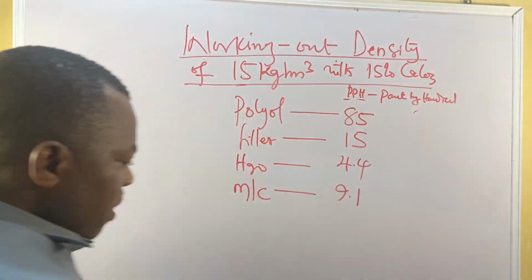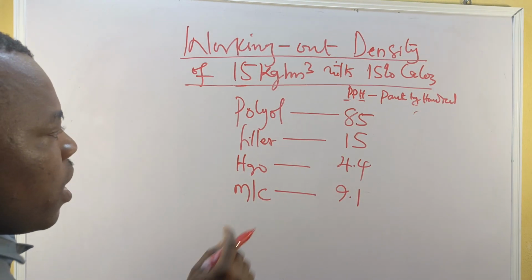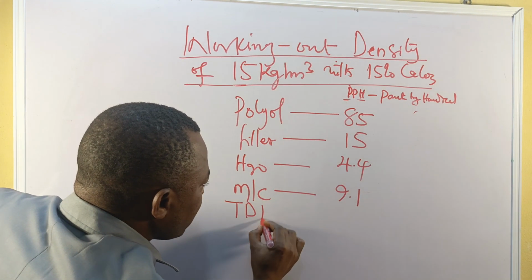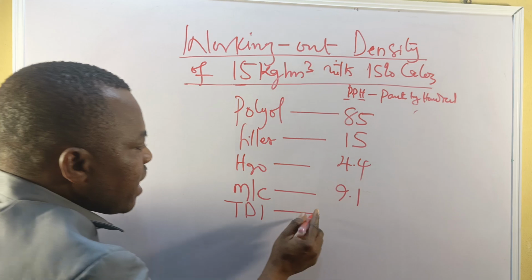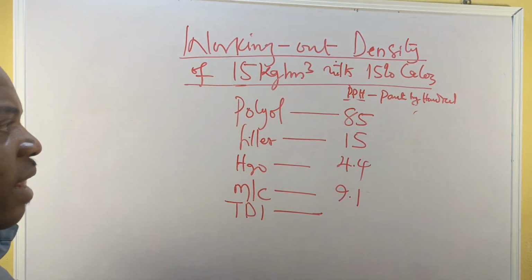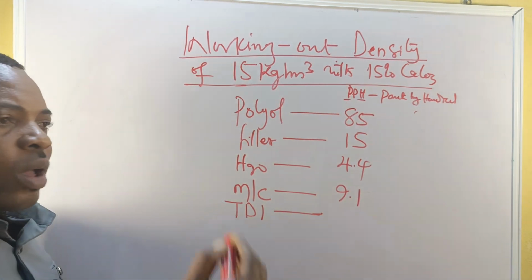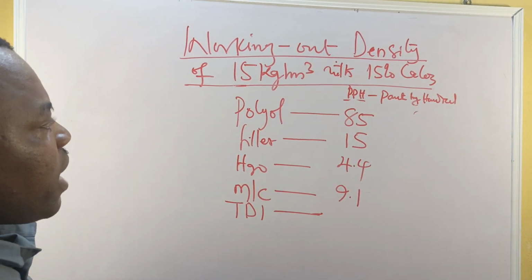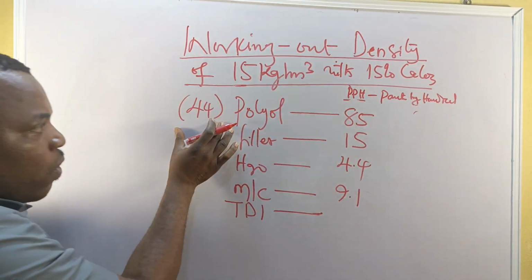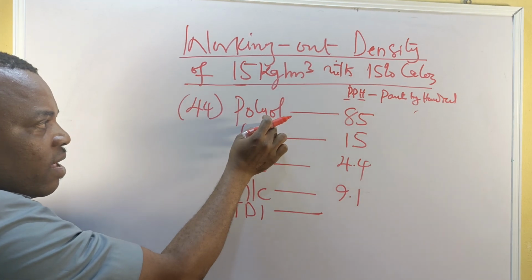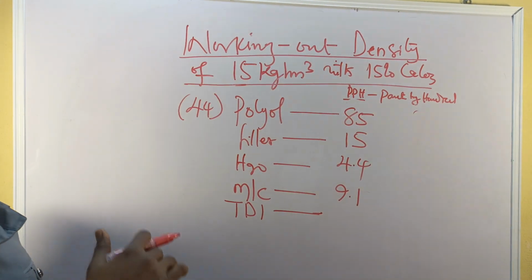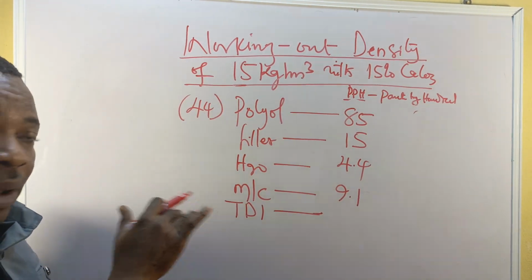Now, this is my formulation. The next thing is for us to choose the TDI. TDI means toluene diisocyanate, because you have water. Looking at the technical data sheet, every polyol has what we call a hydroxyl value, and let's assume the hydroxyl value of this polyol is 44. This is normally stated in the technical data sheet from the supplier of the polymeric polyol.